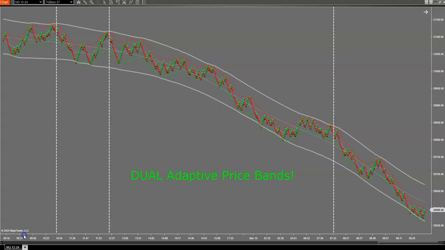So let's look at this sell-off, and I just wanted to cover some more ways you can use the dual adaptive price bands. So right here is a sell signal. The faster bands have a quick cross above the slower bands. The bands together are in one indicator, and we have a cross to the downside. We had another cross to the downside right here.